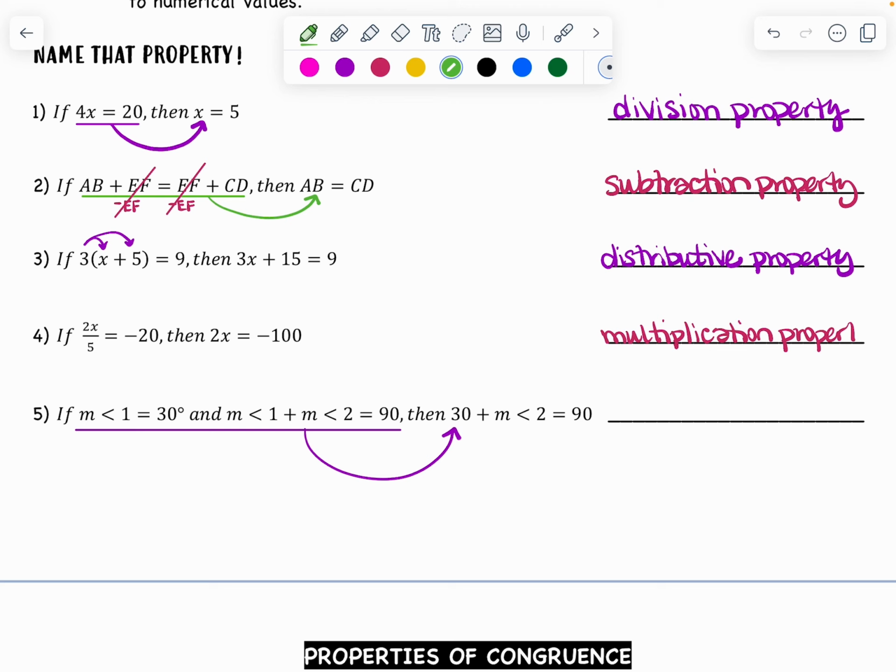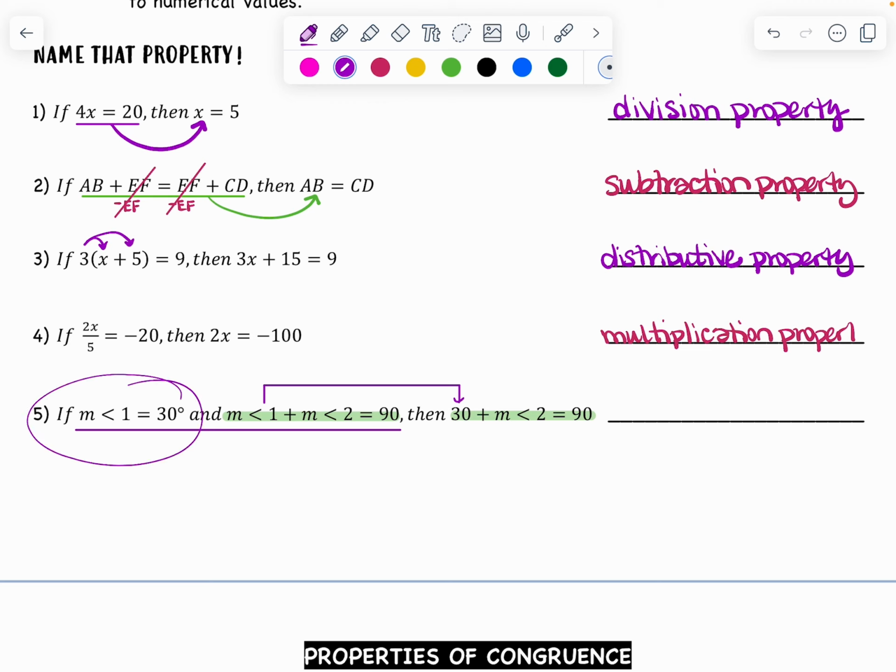Well, let's take a peek. This is the algebra equation I have in my hypothesis, and this is the algebra equation I have in my conclusion. They're very similar, but what changed? Hopefully you can see that what changed from this one to this one is that I don't see the measure of angle 1 anymore. The measure of angle 1 has been replaced with a 30.